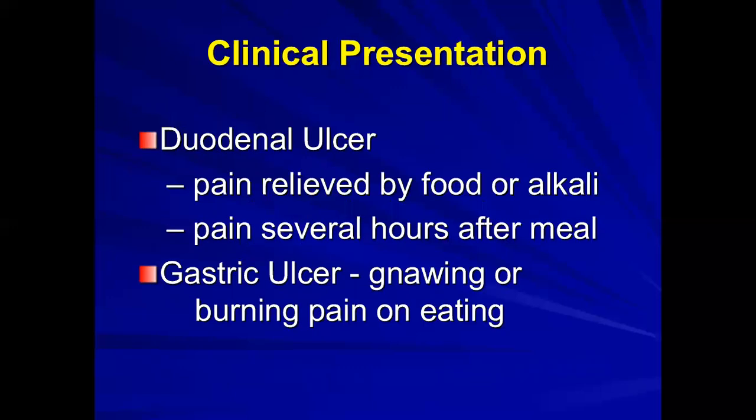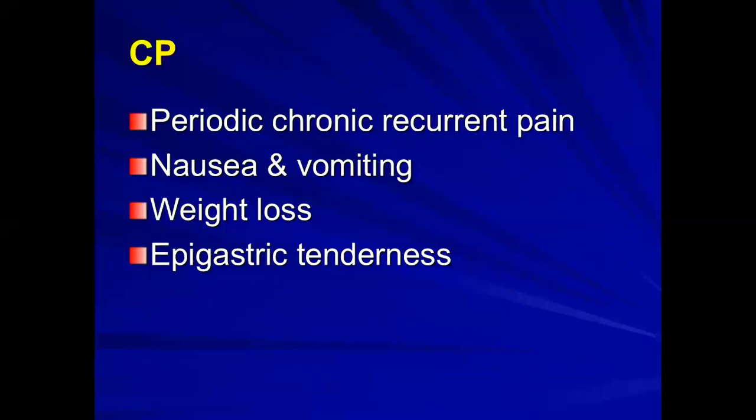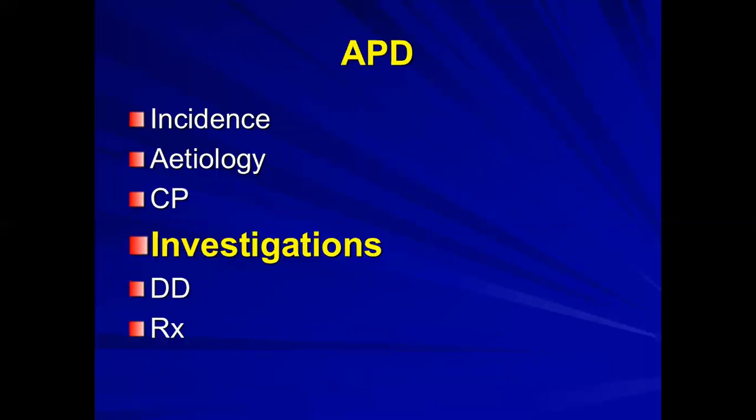Clinical presentation: duodenal ulcer usually has pain relieved by food or alkali, and it causes pain several hours after a meal. Gastric ulcers cause gnawing or burning pain on eating. So there is a difference. In duodenal ulcers, pain is relieved by food or some alkaline foods, and pain is aggravated a few hours after meals. But in gastric ulcer, the pain starts just after taking food. So this is the difference between gastric and duodenal ulcer on clinical presentation. Periodic, chronic, recurrent pain can lead to nausea and vomiting, weight loss, and epigastric tenderness.